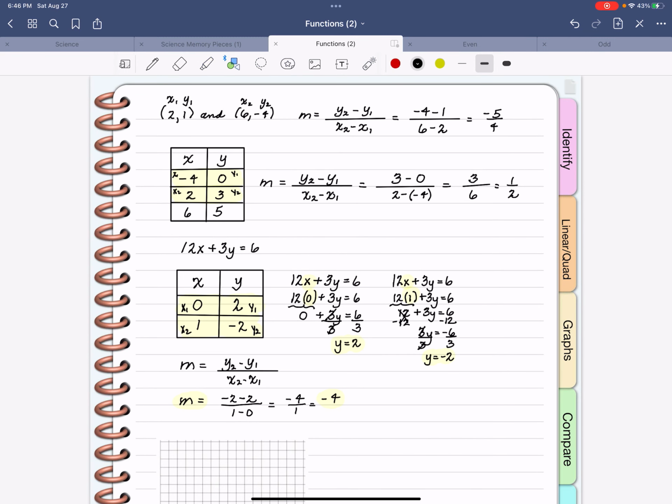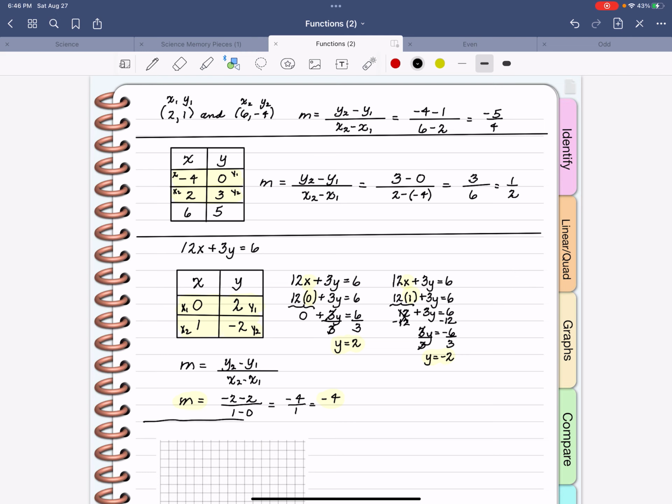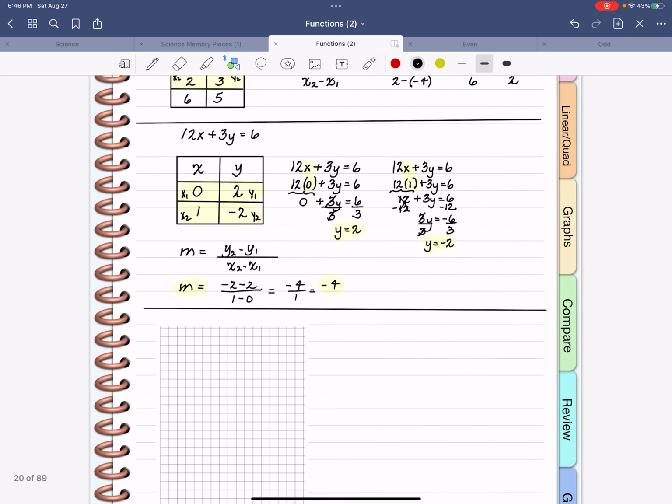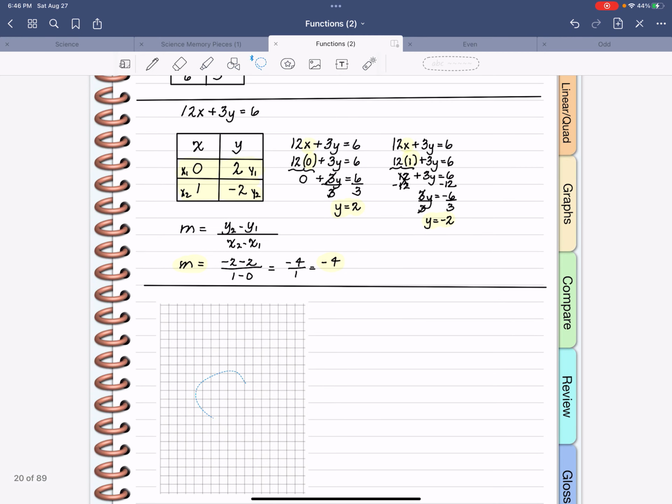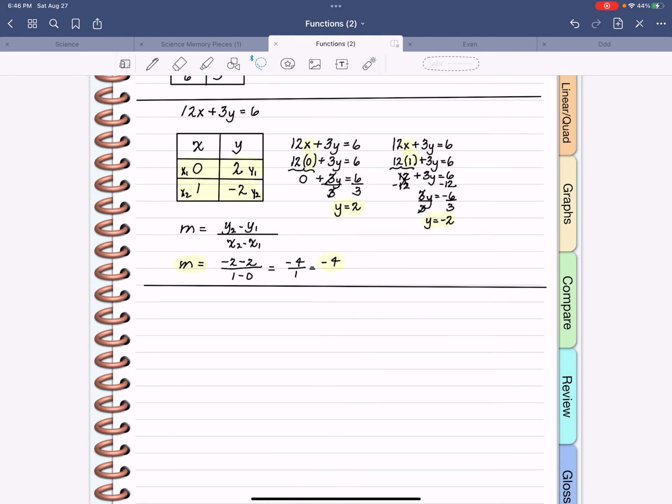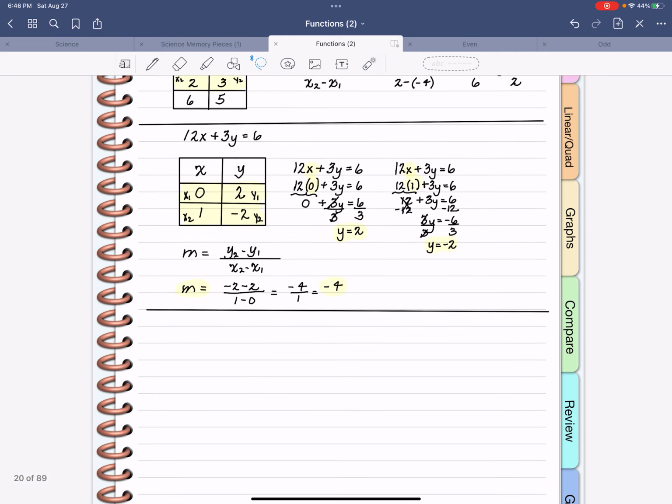So there are 3 different examples. The first one, we were finding the slope from a graph in the textbook. The second one, we found the slope from a table of values. And the third one, we found slope from an equation. So you can get the points from different sources, but the slope formula will help you find the slope.